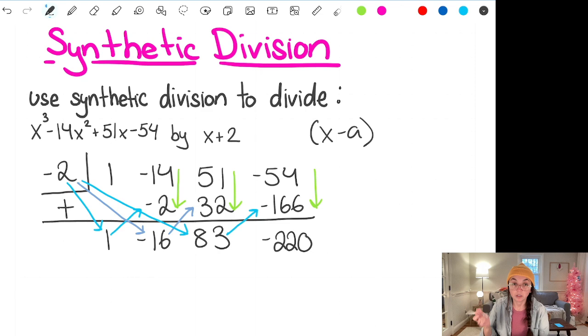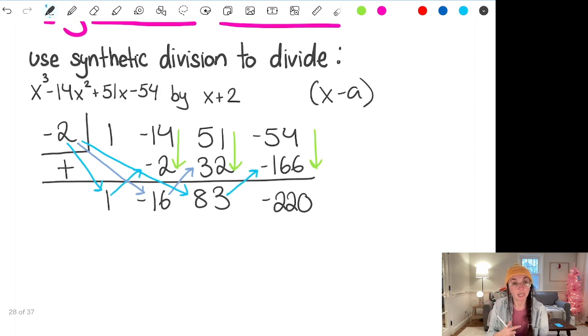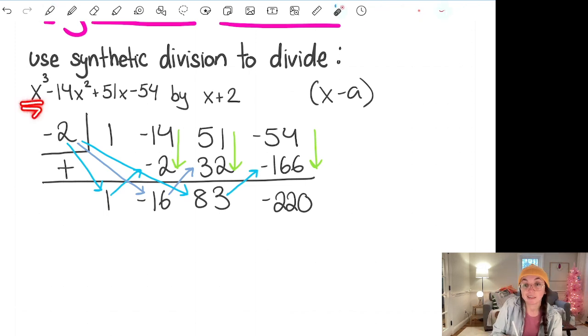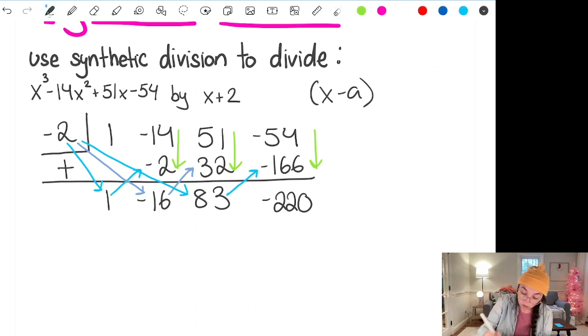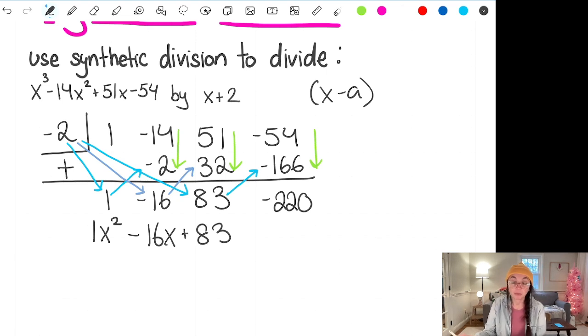Okay, so now what do we do? What we're going to do is rewrite a polynomial. Notice that our original polynomial is x to the third power. We're going to step down once. So instead of starting with x cubed, we're going to start with x squared. So these are going to be the coefficients of the next polynomial. So we're going to write 1x squared minus 16x plus 83. Now, this last one here represents the remainder.